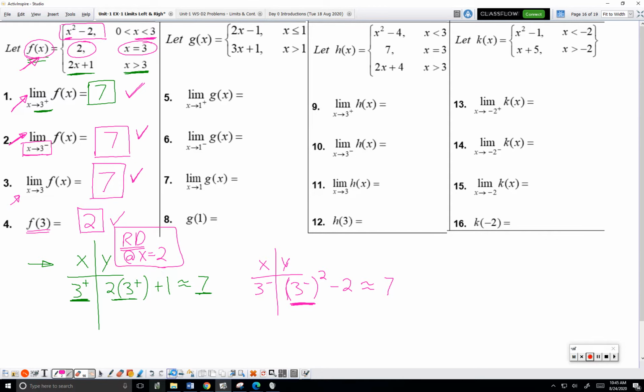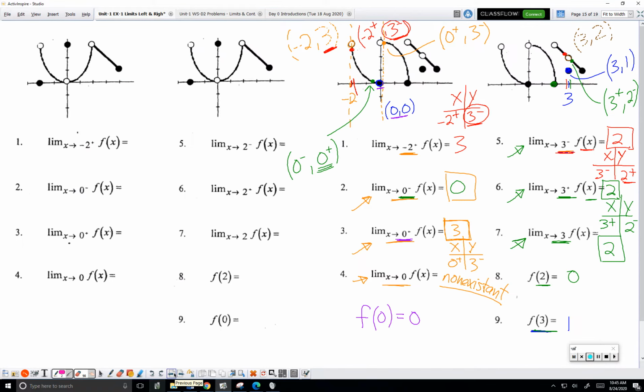So with a graph, you can see the discontinuities. Right here at x equals 0, there is a removable discontinuity. You can see it. At x equal 2, there's a removable discontinuity. You can see it. However, at x equal -2, that's a jump because the left and right limits won't be the same.